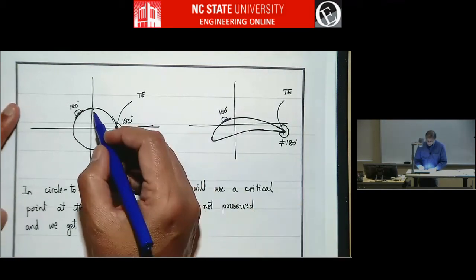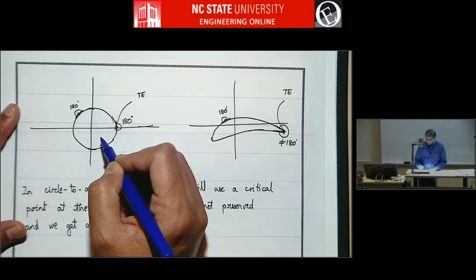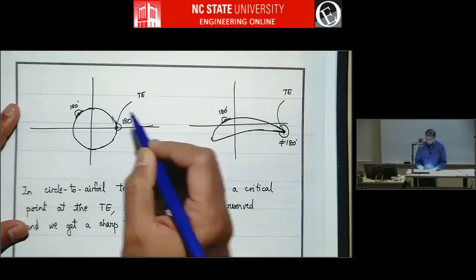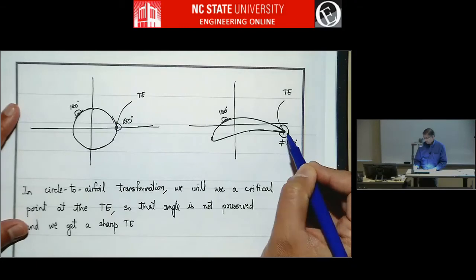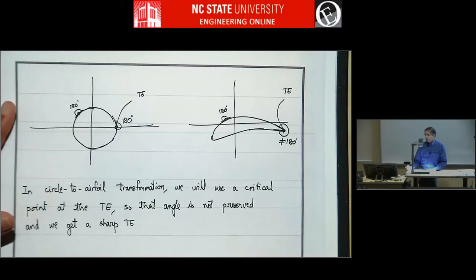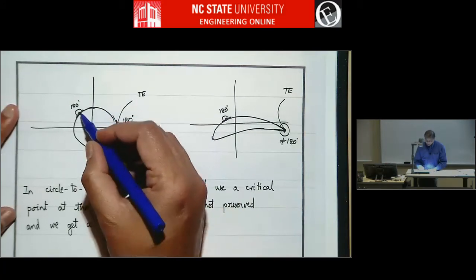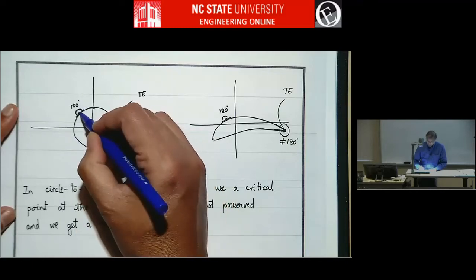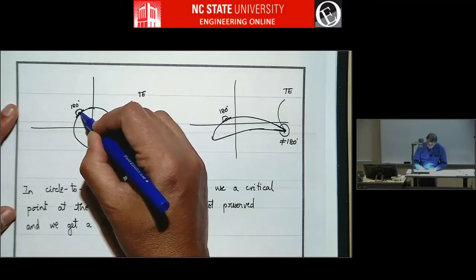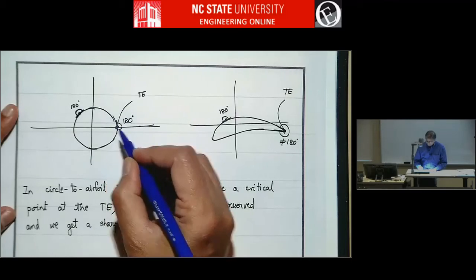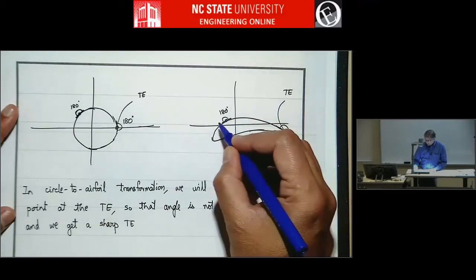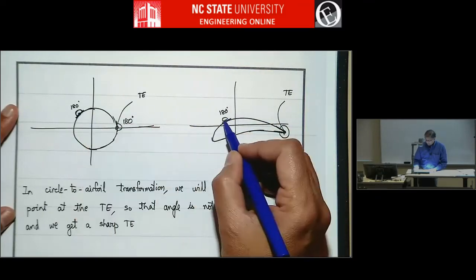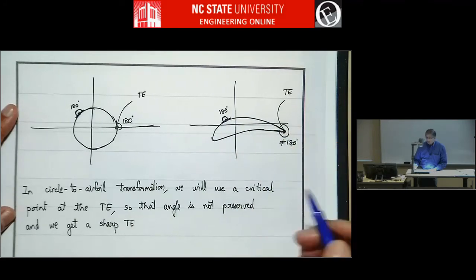So the problem is, when you want to map the circle to an airfoil, the airfoil has a sharp corner. If you preserve the angles everywhere along the circle, you don't know where you have sharp corners, right? If you take a tangent to the circle here, it's 180 degrees. That's what you'll get at some other point. So if you map this point to this, it will also be 180.